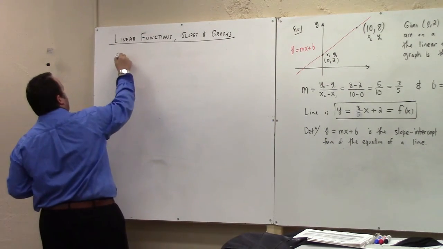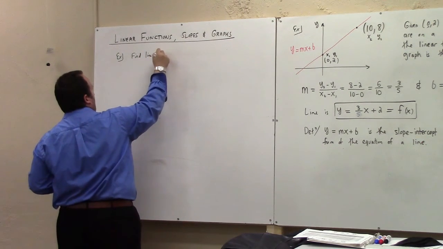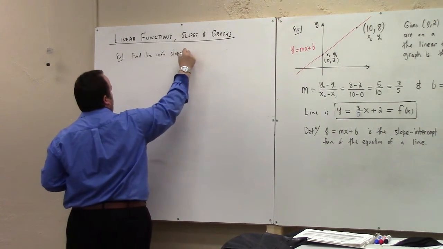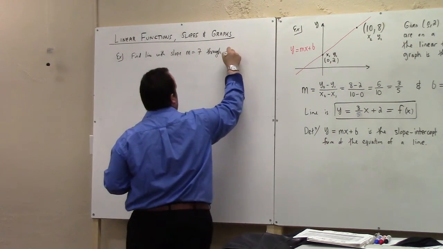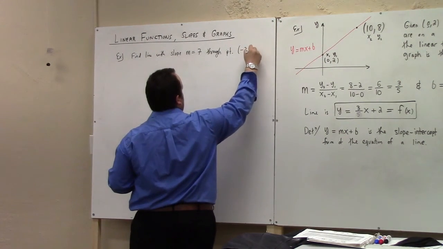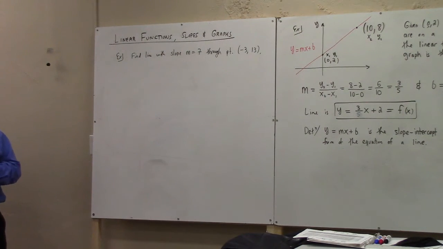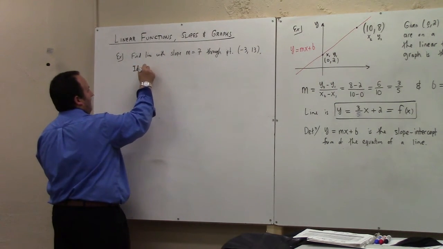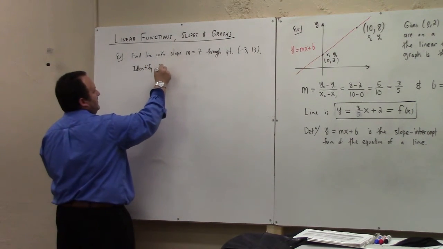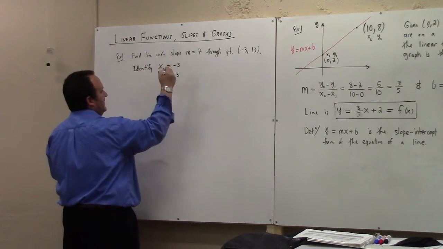So example though, find line with slope m equals 7 through point minus 3, 13. So this is very easy if we know the point slope form of the line. All we have to do is identify x1 equals minus 3, y1 equals 13, and of course m is 7, right?